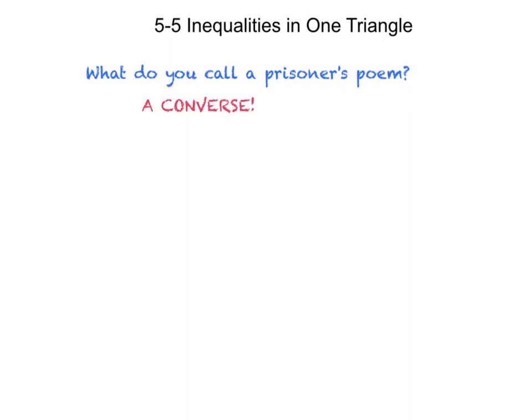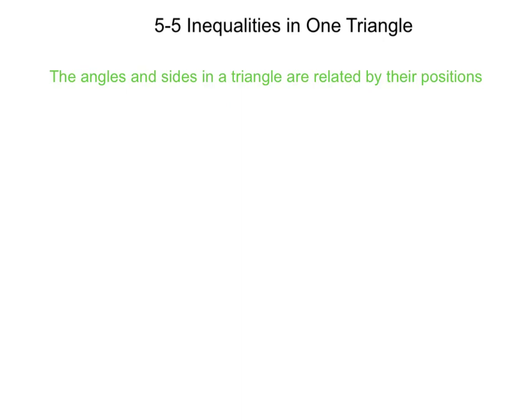That wasn't funny. Okay, this entire section, 5-5, says that the angles and sides in a triangle are related by their positions. These are summed up in two theorems. It's okay if you don't understand them right now. I'll summarize them in just a second.